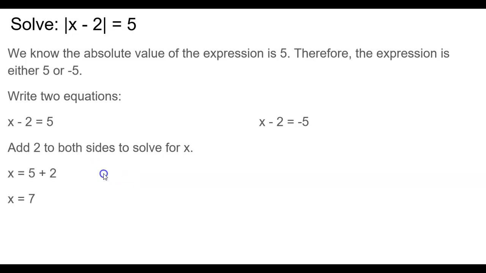So we're going to add 2 to both sides. So for my left equation, when I add 2 to both sides, I get x equals 5 plus 2, which is 7. And on the right, when I add 2 to both sides, I get x equals -5 plus 2, which is -3. If you go back into your initial equation and you substitute each of these values in independently, the 7 would get us the absolute value of 5, which is 5. And plugging in -3 gives me -3 minus 2, which is -5, and the absolute value of -5 is also 5. So both of these are solutions to this equation.